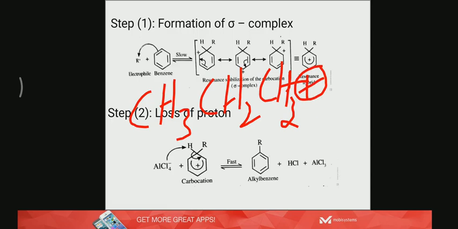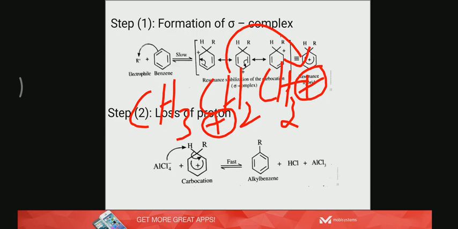It will rearrange to a more stable secondary carbocation by shifting one hydrogen from this carbon to this one, so that the carbocation charge comes here. It becomes a secondary carbocation, or isopropyl carbocation, which attacks the benzene ring, forming isopropyl benzene instead of normal propyl benzene. You actually get both products.